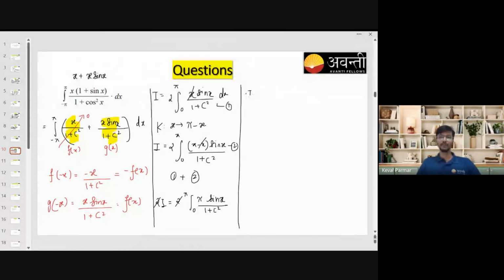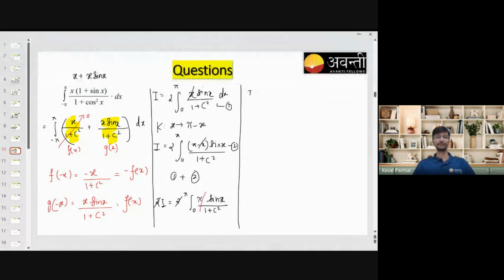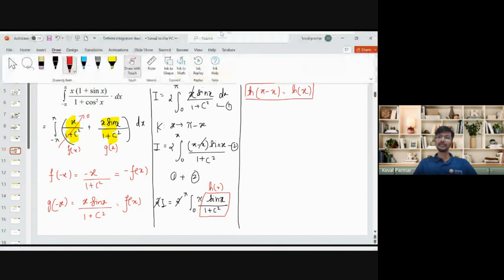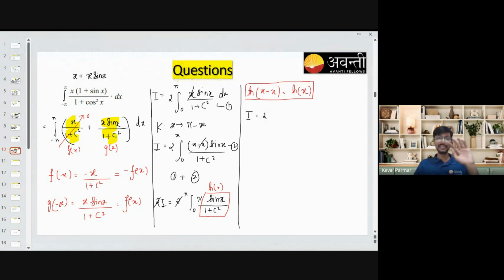Now we have used the king property. Now it's time to use queen. What does queen say? Queen says to check f of pi minus x and f of x. So let this function, let me mark it, be h of x. So what will be h of pi minus x? H of pi minus x will be equals to h of x. Please check if h of pi minus x equals h of x. We can use queen and we can half the limits.